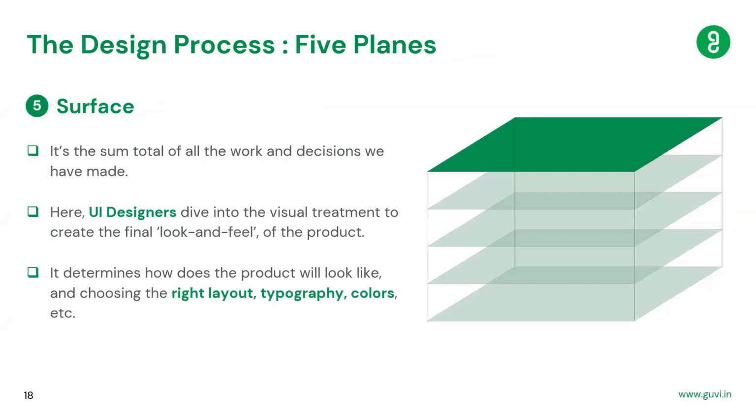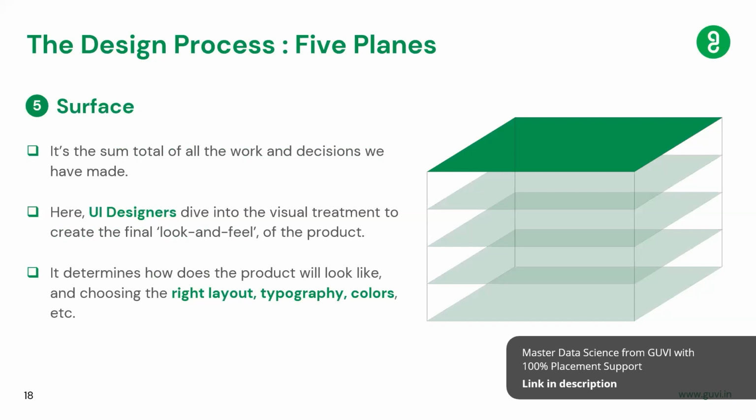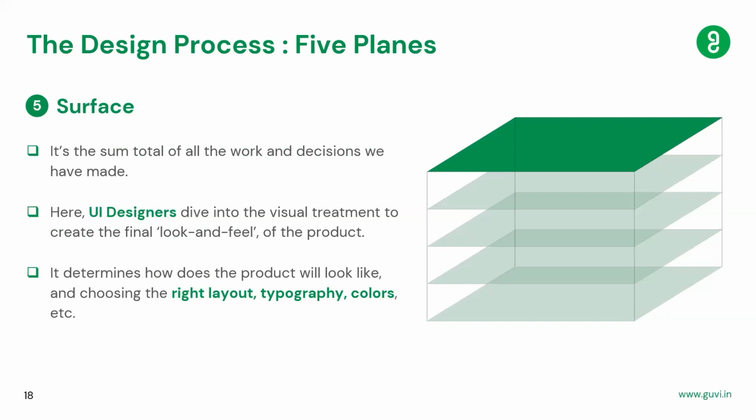And the last part is the surface part. It is the sum total of all the work and decisions we have made, used in the surface phase. Here the UI designers come into the picture and they dive into the visual treatment to create the final look and feel of the product. Now everything is decided, like how the app will work, who it is for, what the main purpose of the app is, where the elements will be, and what elements are actually used. Now the UI designers will make, based on the product, how it will look.